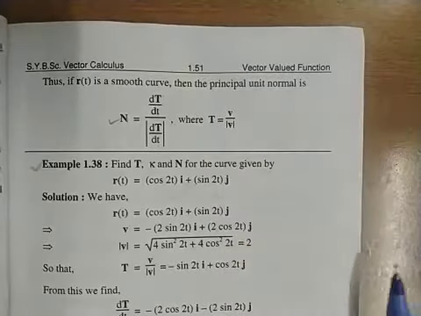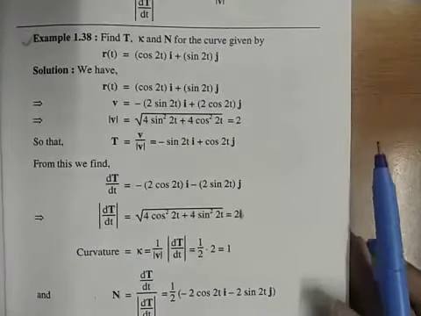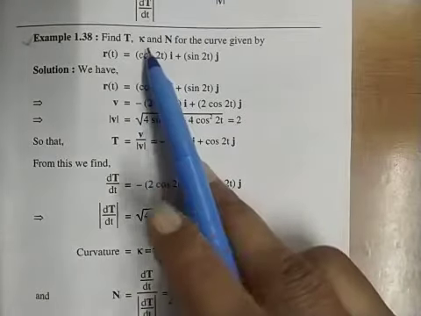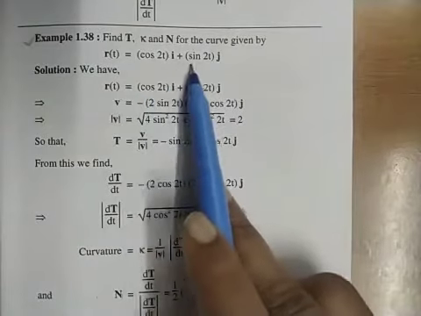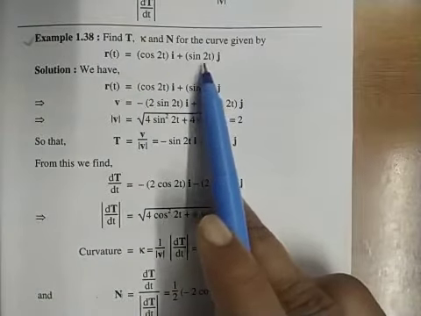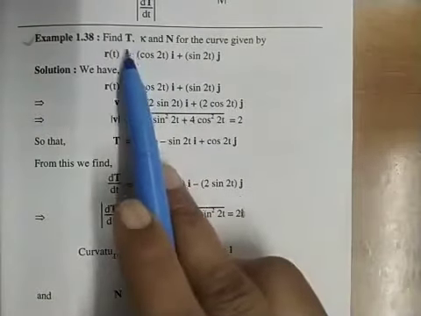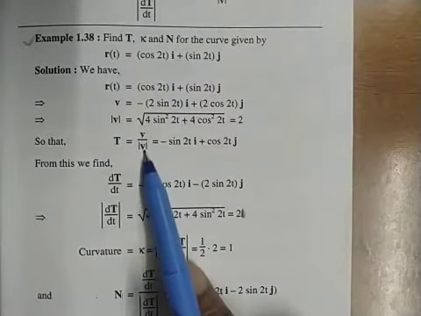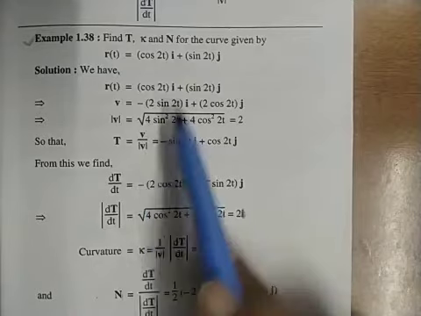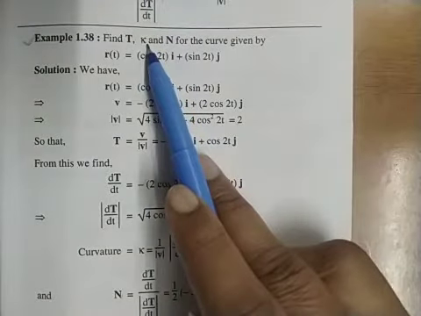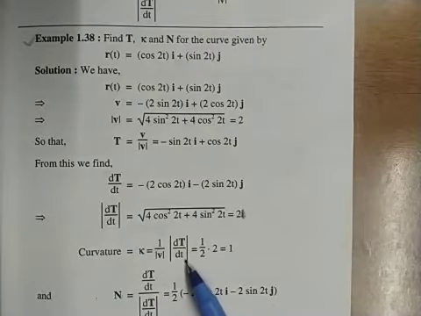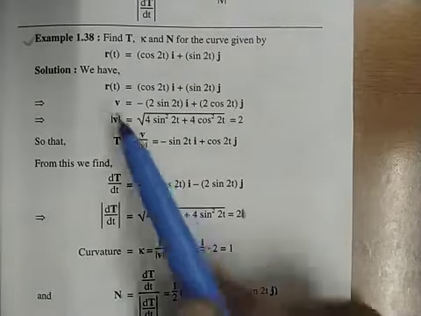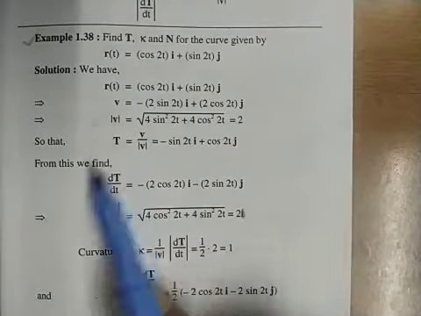Now let us solve an example. Find T, curvature and N for the curve given by r(t) is cos 2t i plus sin 2t j. First of all, to find T, what is the formula for T? T is V upon norm of V. So we need V and norm V. Then what is the formula for curvature? That is 1 upon norm V times dT by dt. So we need here V and capital T. Let us find out one by one.